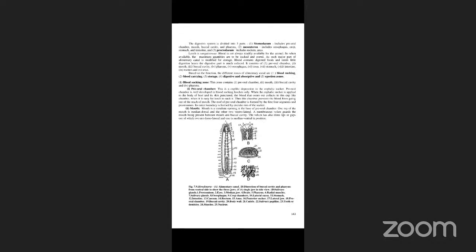Next is the digestive system. The digestive system is well developed. It has an alimentary canal and digestive glands. The alimentary canal extends from mouth to anus all over the body. It has three main parts: stomodium, mesenteron, and proctodium. Stomodium includes the preoral chamber, mouth, buccal cavity, and pharynx. Mesenteron includes the esophagus, crop, stomach, and intestine.